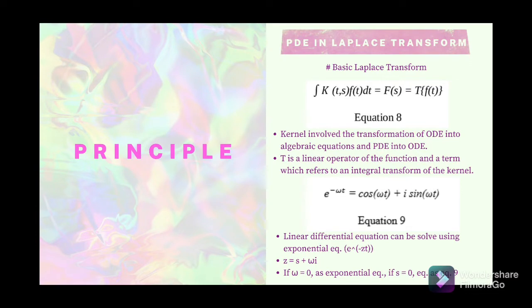So this is the basic Laplace transformation, where the kernel involves the transformation of ODE into arbitrary equations and PDE into ODE. The two terms mean the linear operator of the function and a term which refers to an integral transformation of the kernel. By using equation 9, a linear differential equation can be solved. With z as a complex plane, if omega is equal to 0, it is the exponential equation. If s is equal to 0, the equation is as equation 9.